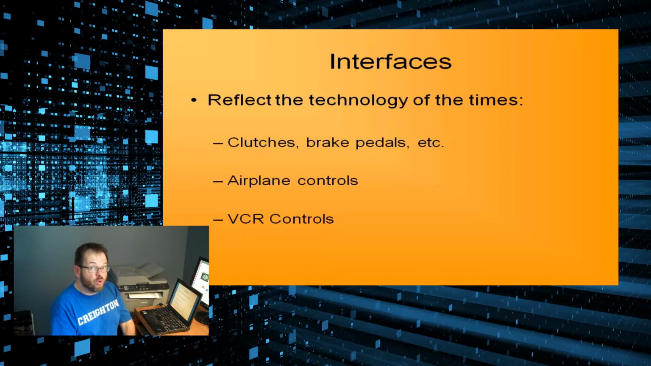Interfaces, as I mentioned before, always reflect the technology of the times. Clutches, emergency brakes, pedals, big wheels, that's all late 1800s technology. Let's not worry about the airplane controls so much as, like your book was talking about, the controls on an old VCR or even an old DVD player or something like that, where that weird mix of buttons and some on-screen programming and things like that, it's all technology of the early 90s. There's a reason why those technologies look the way they do.